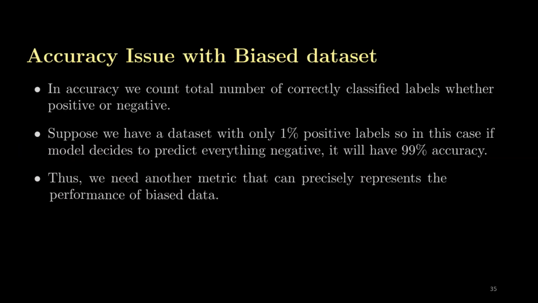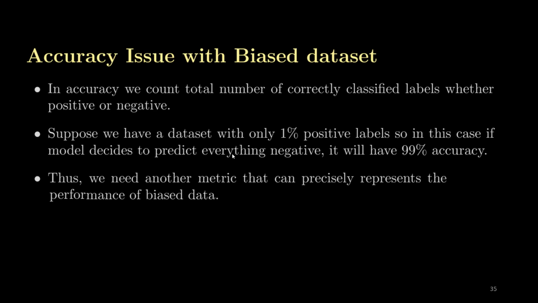There is an issue with accuracy if the data set is biased. Biased means the labels are not equal. Suppose we have a data set with only 1% positive labels and 99% negative labels. What will happen in that case? If the model decides to predict everything as negative, it will still have 99% accuracy.